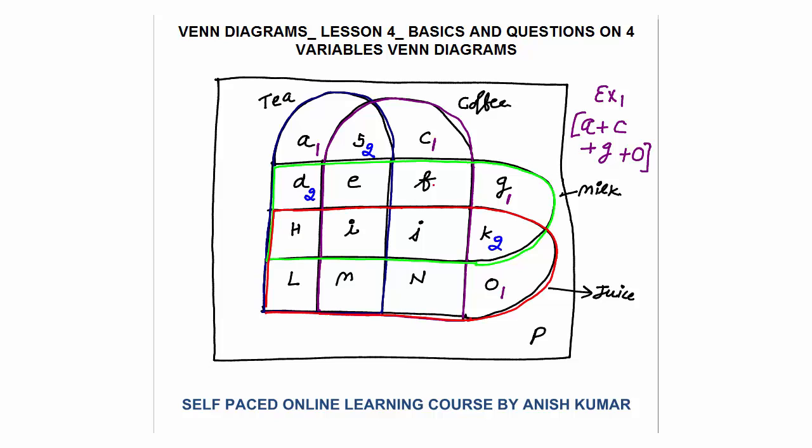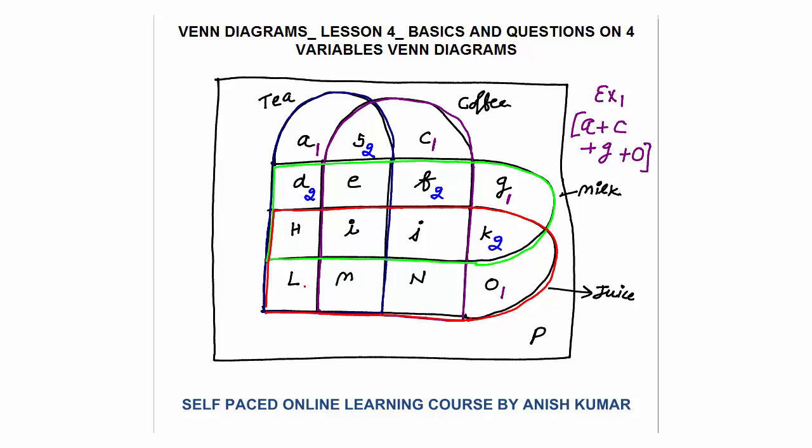Same way you can say F. F are the number of people who consume only coffee and milk. Now you can see that F is outside the circle of tea, that is the blue circle, and F is also outside the circle of juice, that is the red circle. So F comes only in the two circles, that is coffee and milk. So F are the number of people who drink exactly two drinks, that is coffee and milk.